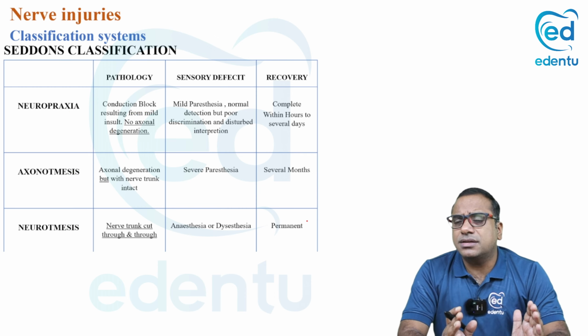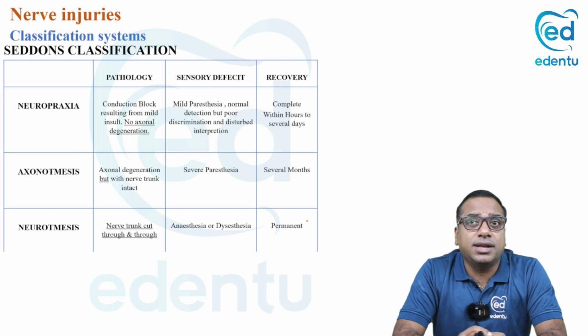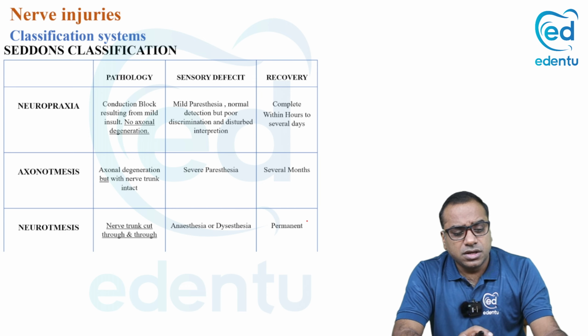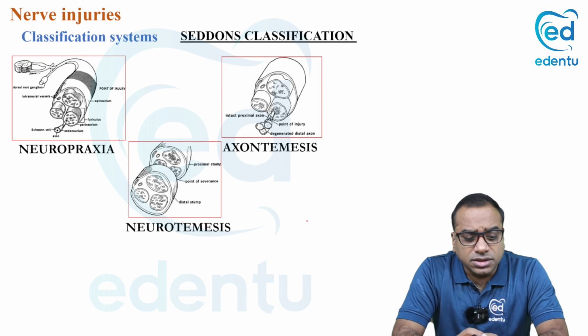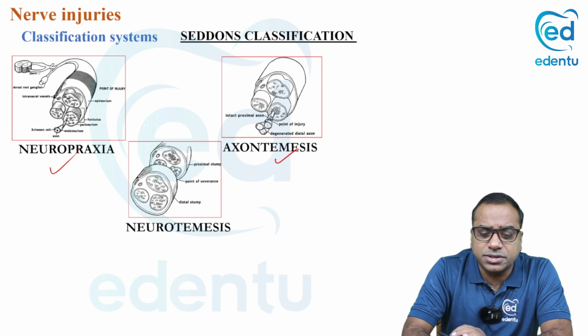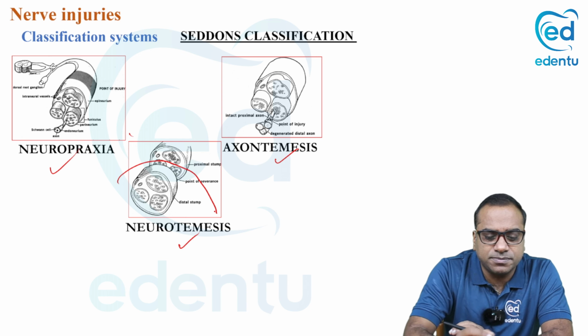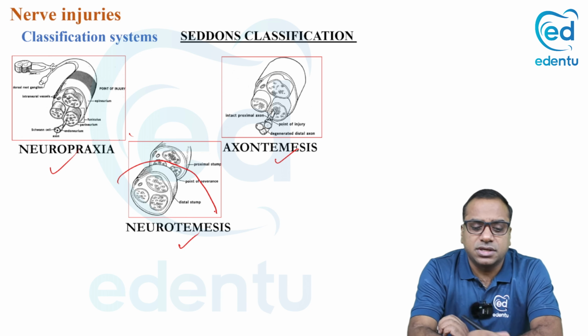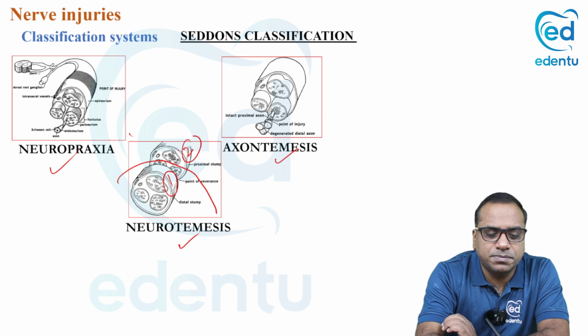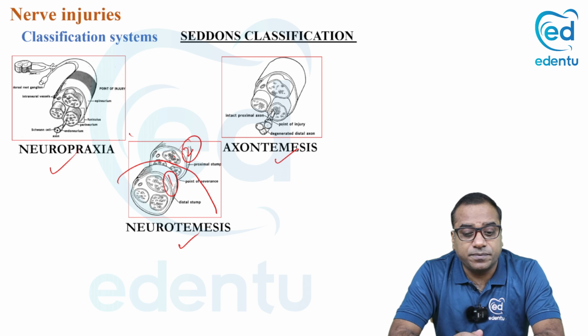This one slide on your screen, you can solve almost 10 to 12 MCQs. This is the example of neuropraxia. There is this axonotmesis, and this is neurotmesis. You can see here a full cut is there. The whole thing is cut into two pieces. This is piece number 1, this is piece number 2. So it is separated. That is neurotmesis.